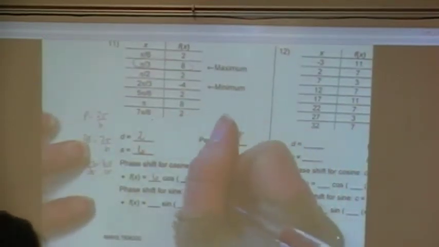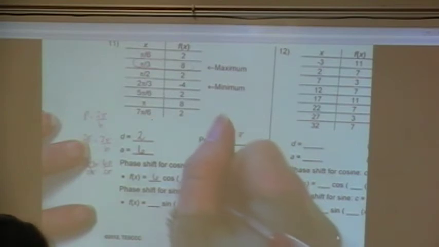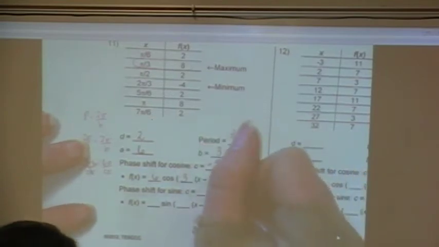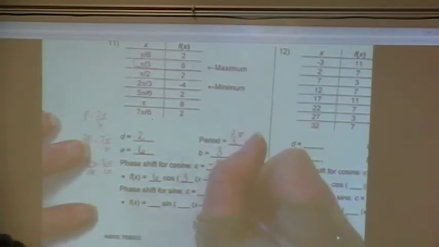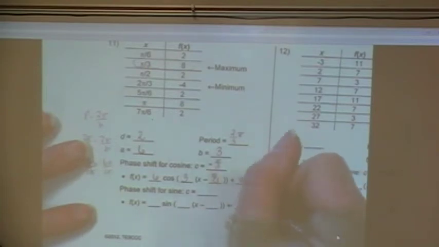Amplitude is 6. B value is 3. Your phase shift is minus pi over 3, and your D value is 2.